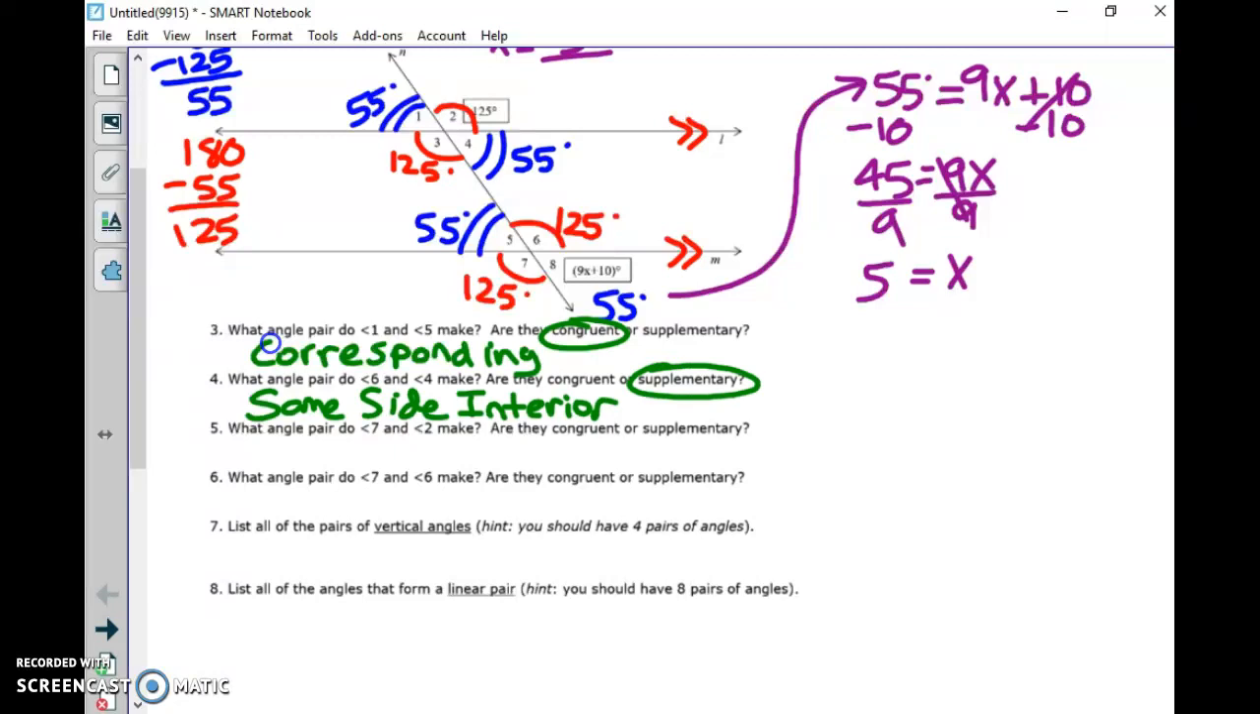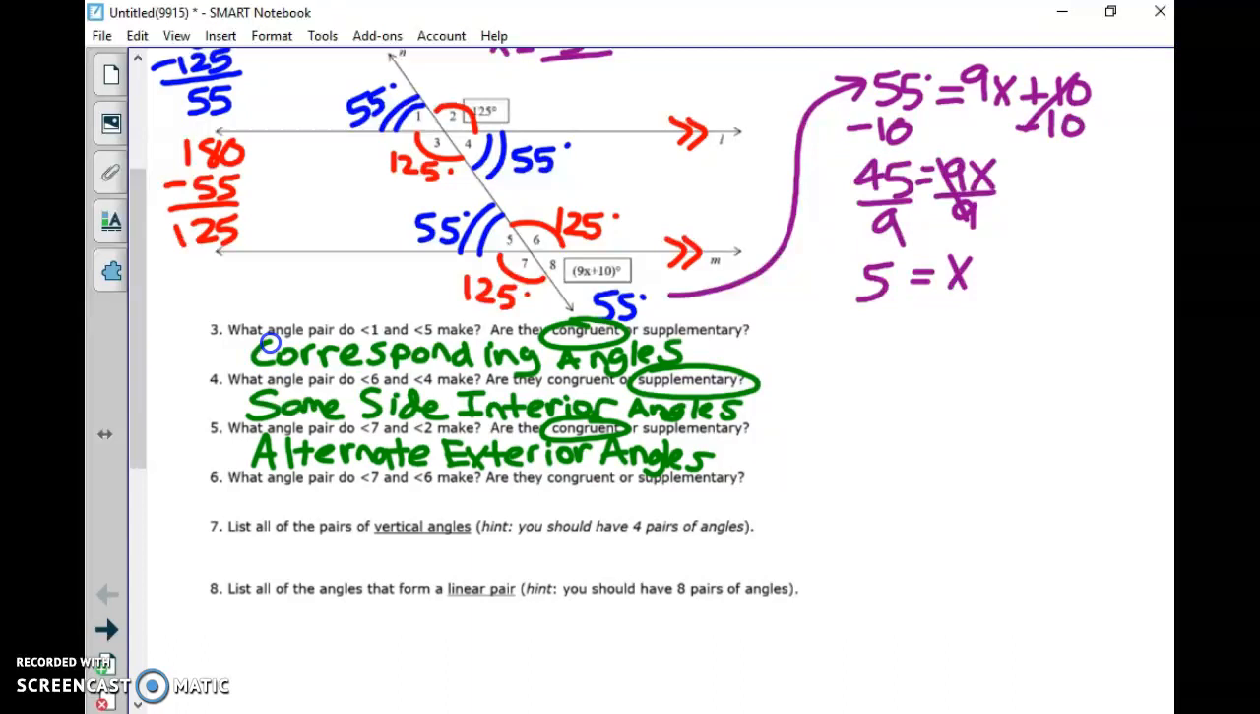That's my S rule. Angle 7 and angle 2, you can see those are outside of the parallels, and they are on alternate sides of the transversal. So I would call those alternate exterior angles. And we said if they're alternate exterior, alternates are congruent. Okay? So let's make sure we add angles on these. That's what they are. Angle pairs.